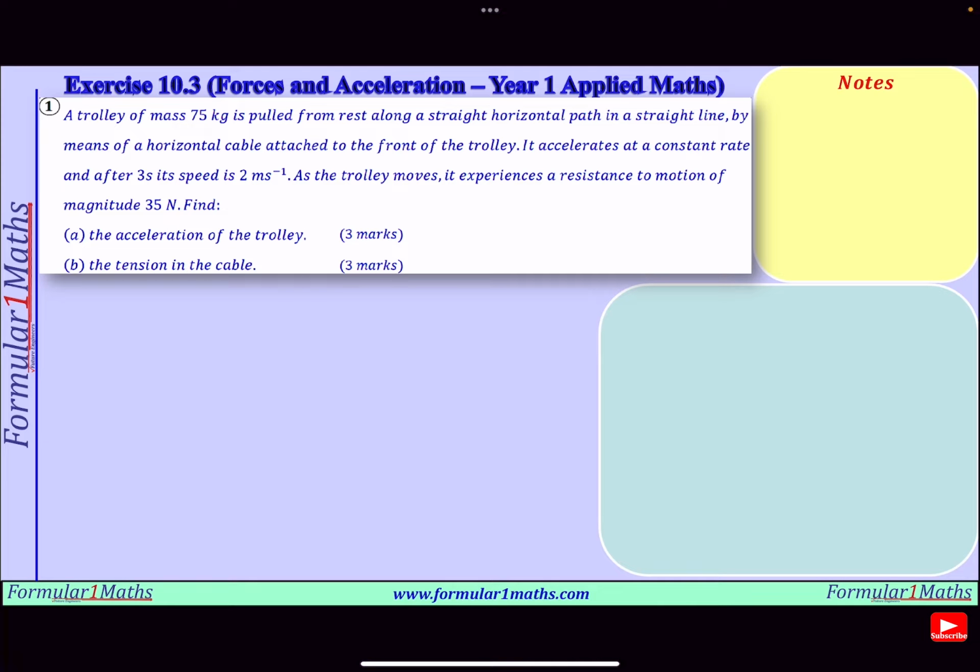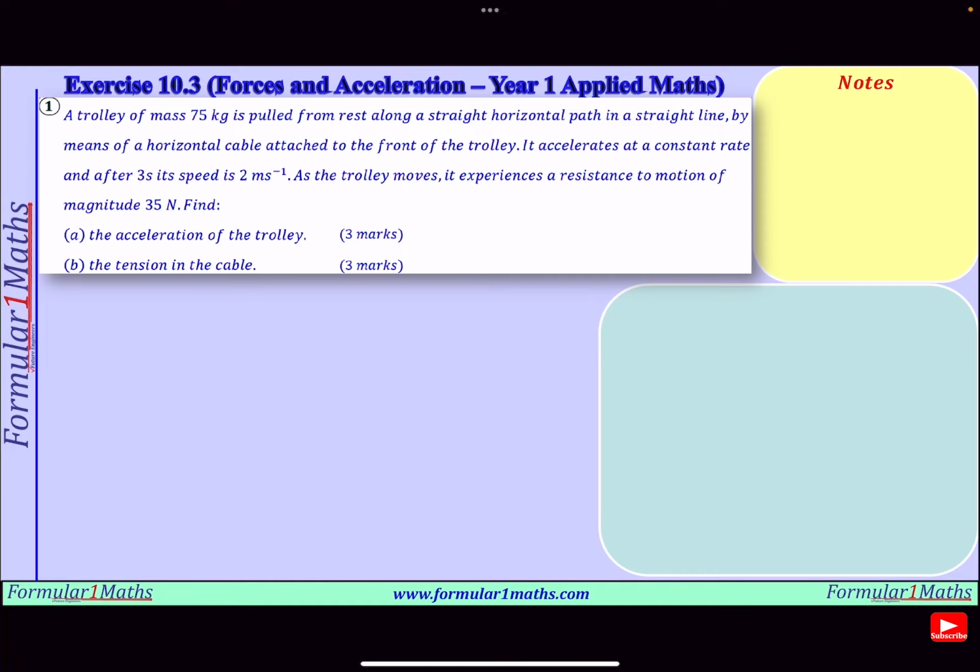Question 1. A trolley of mass 75 kilograms is pulled from rest along a straight horizontal path in a straight line by means of a horizontal cable attached to the front of the trolley. It accelerates at a constant rate, and after 3 seconds, its speed is 2 meters per second. As the trolley moves, it experiences a resistance to motion of magnitude 35 newtons. Find A, the acceleration of the trolley, B, the tension in the cable.